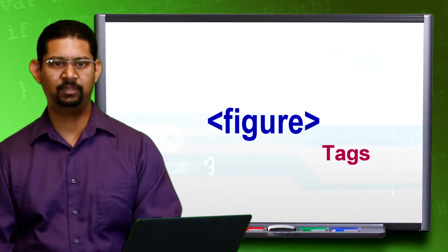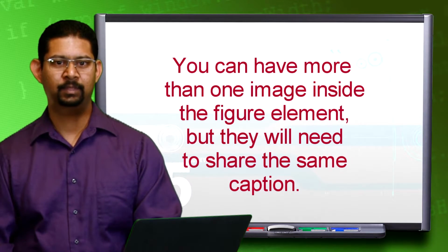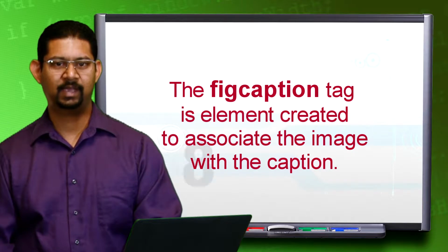HTML5 introduces the figure and figcaption tags. Since most images are associated with a caption, the figure tag captures these and allows us to associate the two. You can have more than one image inside the figure element, but they will need to share the same caption. The figcaption tag is the element created to associate the image with the caption.